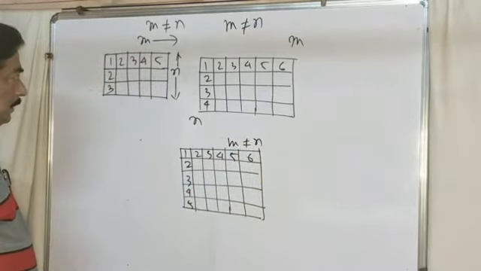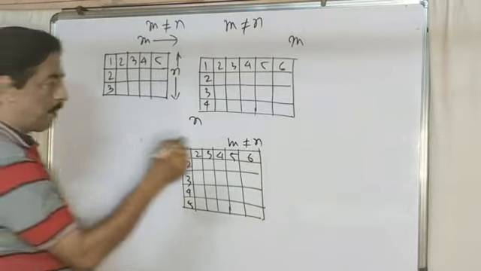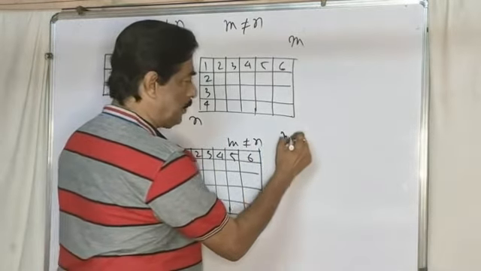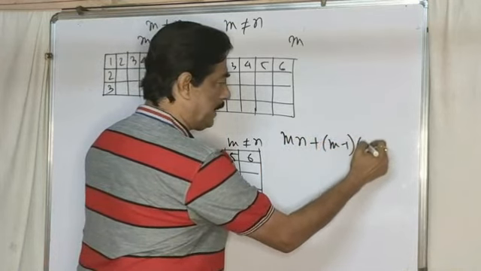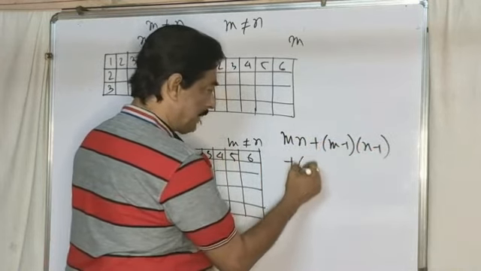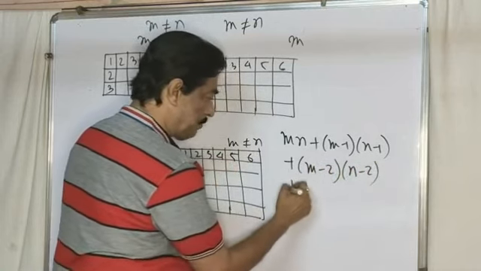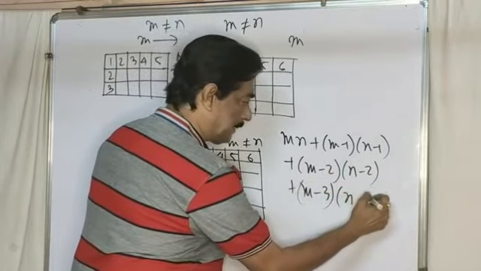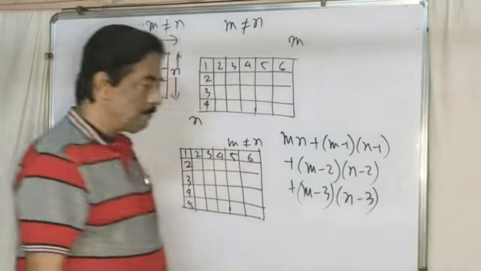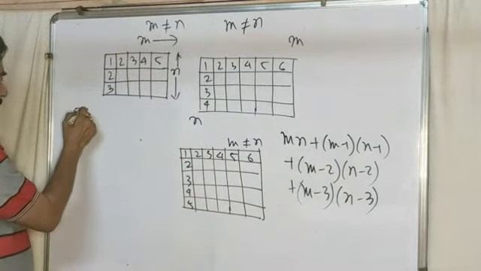Now what is the rule first? First multiply M into N. Your main formula: first M into N plus M minus 1 into N minus 1 plus M minus 2 into N minus 2 plus M minus 3 into N minus 3, until it becomes 0. You can control. Now first case, 5 into 3.